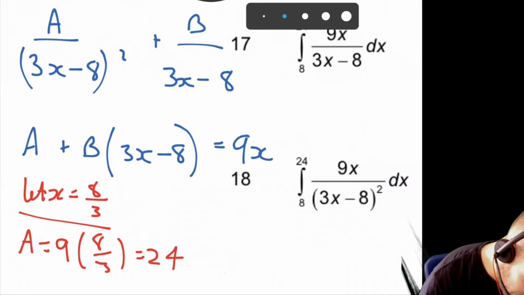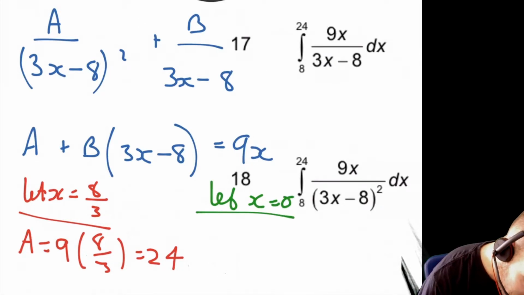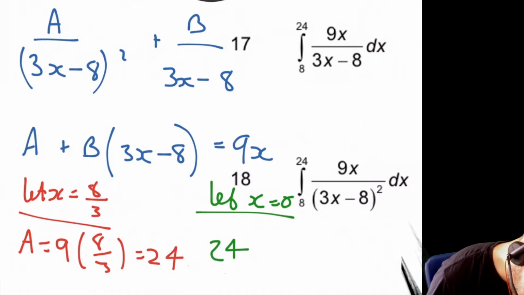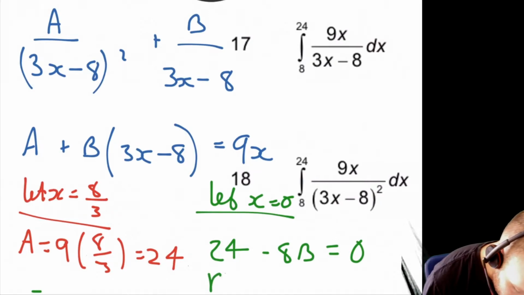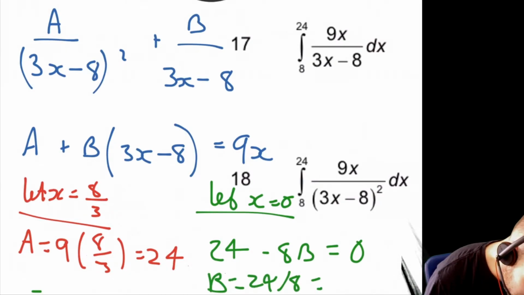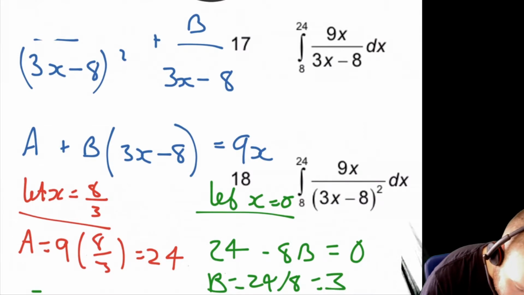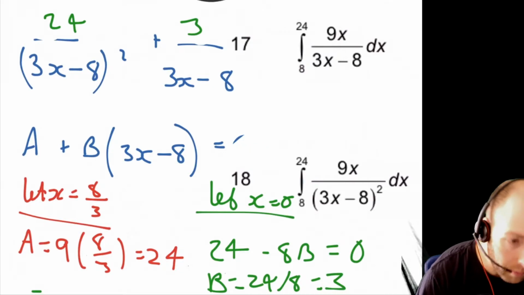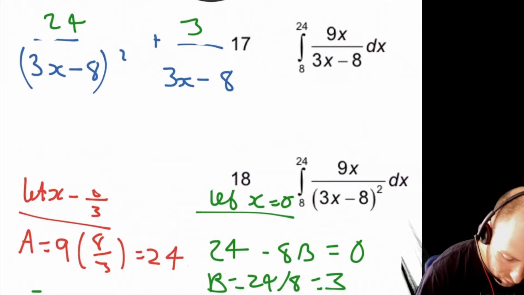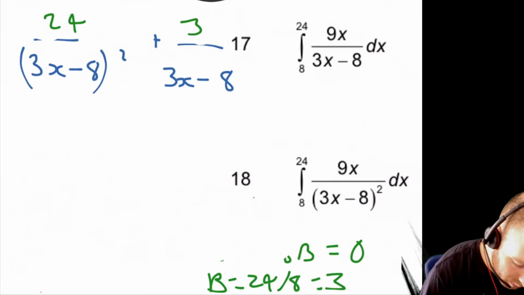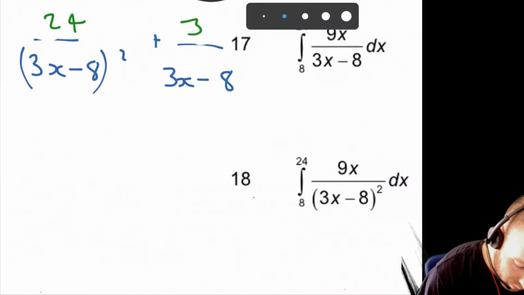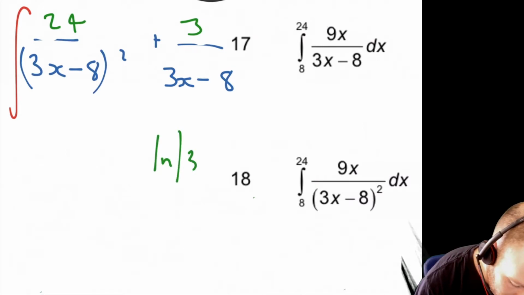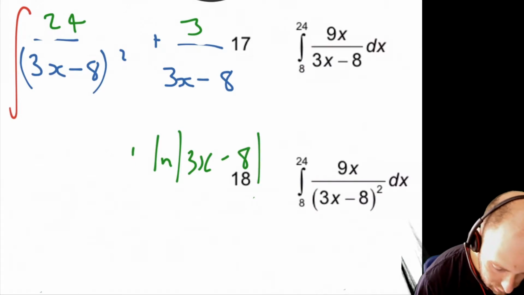And then we can let x equal 0 to get 24 minus 8b equals 0. So b is 24 over 8, which is 3. So I can make a into 24 up here, b into 3, and then we're good to go. So we're going to integrate both of those bits. So the b term is easy. We're just going to get ln 3x take 8, no changes needed.